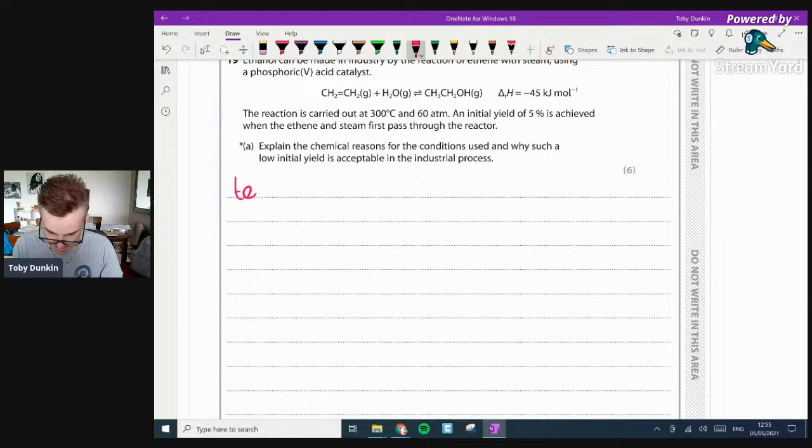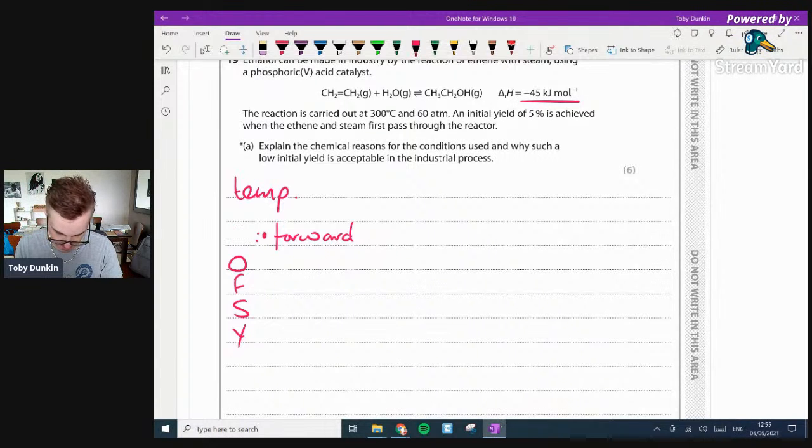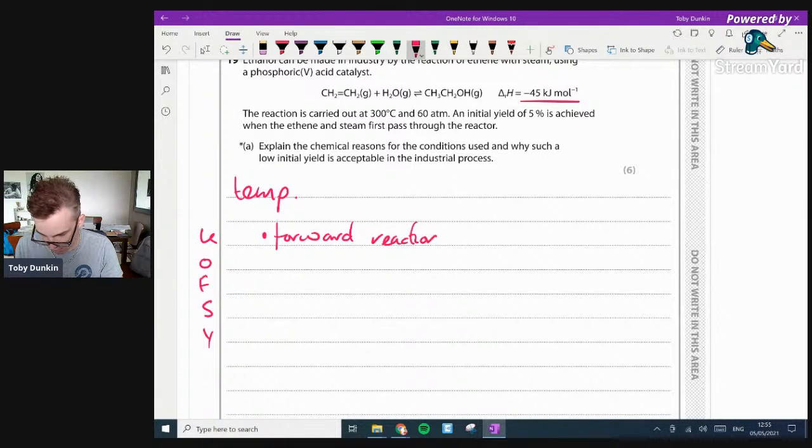Okay, let's do temp first. The forward reaction. We're running COFSI, by the way, anyone who doesn't know my methods. COFSI, knowledge. I'm just going to put COFSI in the gap the way I do it in an exam. Forward reaction is exothermic.